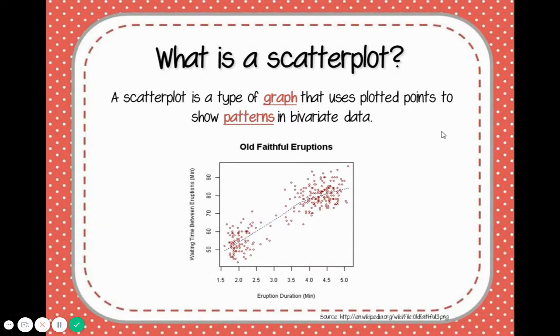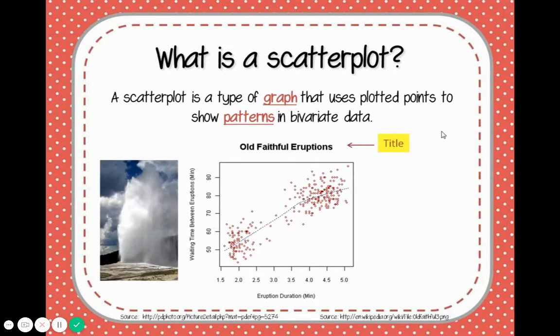Anytime you find a scatter plot, you're going to do the same thing you do when you look at any graph, which is check out the title, right? That might seem really obvious, but a lot of people miss that part. So we're actually looking at Old Faithful eruptions, right? And if you're not familiar with Old Faithful, here's a picture of it. It's a geyser in Wyoming, in Yellowstone National Park, and it gets its name because it is very faithful in the way that it erupts. It's very reliable and predictable.